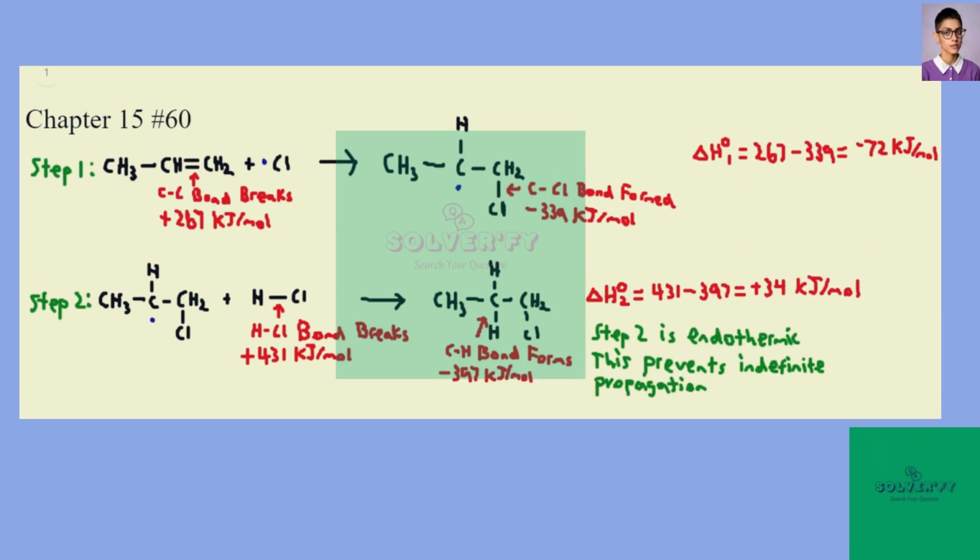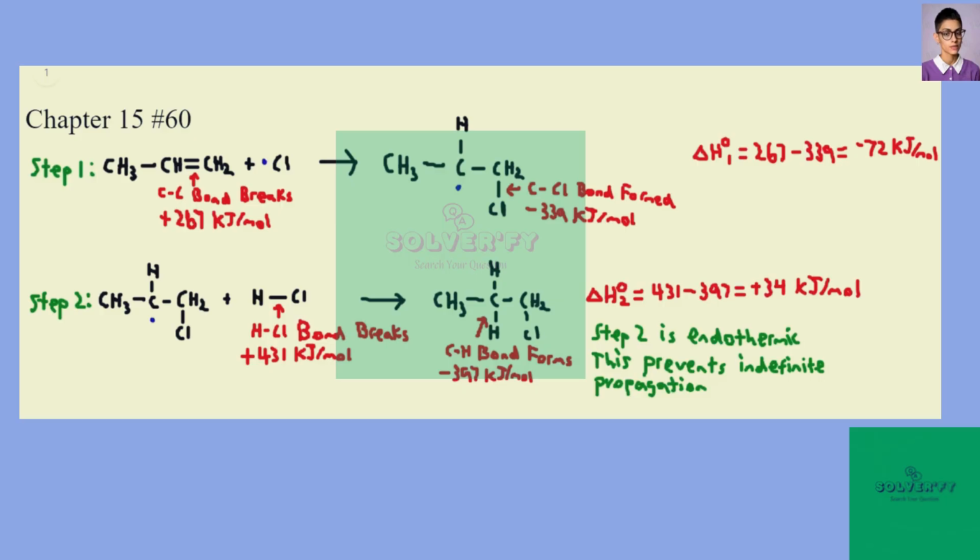This is the answer to Chapter 15, problem number 60 from the Smith Organic Chemistry textbook. And this problem is asking us to draw the two steps of propagation in this reaction of the hydrochlorination of an alkene. And it's asking us to calculate the energies of each step and, using those calculations, to determine which of the two steps prevents the indefinite propagation of this reaction from occurring.